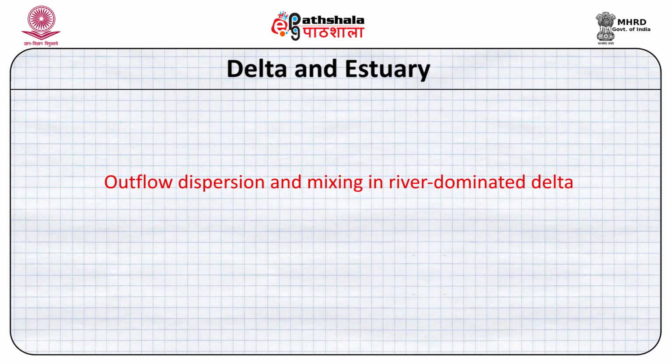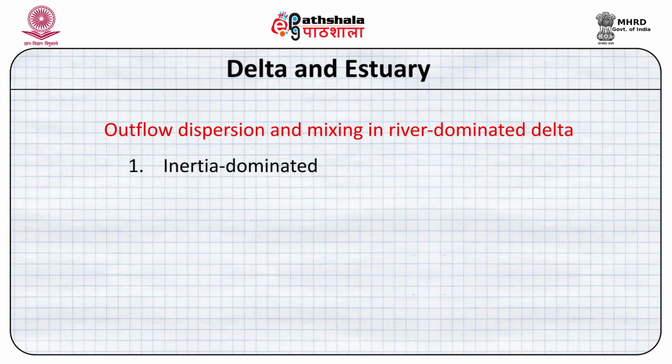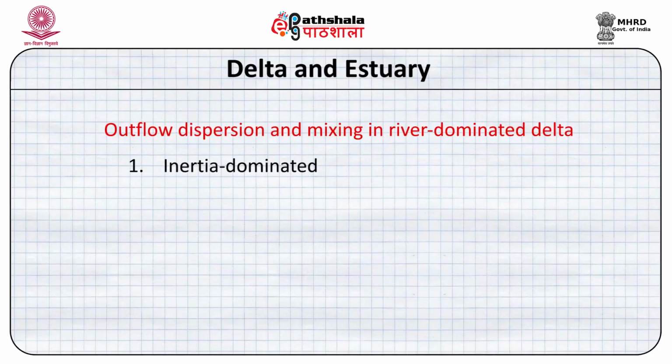So, depending on the mixing of these two different kinds of waters, the deltas can be of three different types. One is the inertia dominated delta, another is the friction dominated delta, and the third is the buoyancy dominated delta. What is an inertia dominated delta? The inertia dominated deltas form when we have a homopycnal mixing. That means the density of river water and the marine water are equal, and that is why the mixing of the two waters will be a three-dimensional mixing.